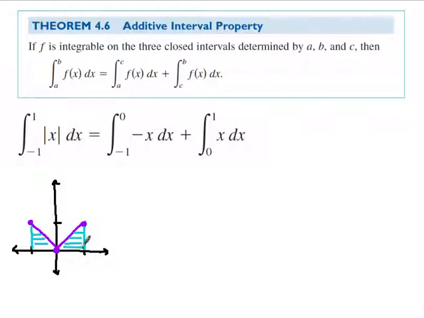So what they're saying with the additive interval property, since this isn't one thing you can take the area of, is let's split it up. With that first interval, we're just going to look at this right here. And if I want to look at that, it's going to be the area of -x, because that's what the graph is. And then the next one will be the area from 0 to 1 of x.